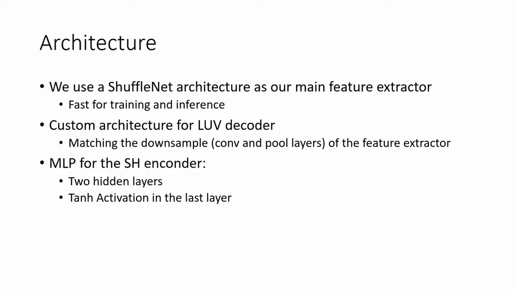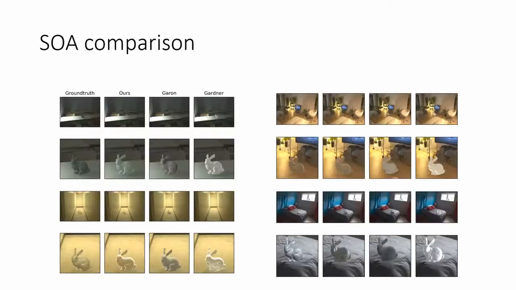The architecture we use is a ShuffleNet for the main feature extractor. We use a custom architecture for the LUV decoder and an MLP for the spherical harmonics decoder. Here we have some comparisons between our results and the state of the art.